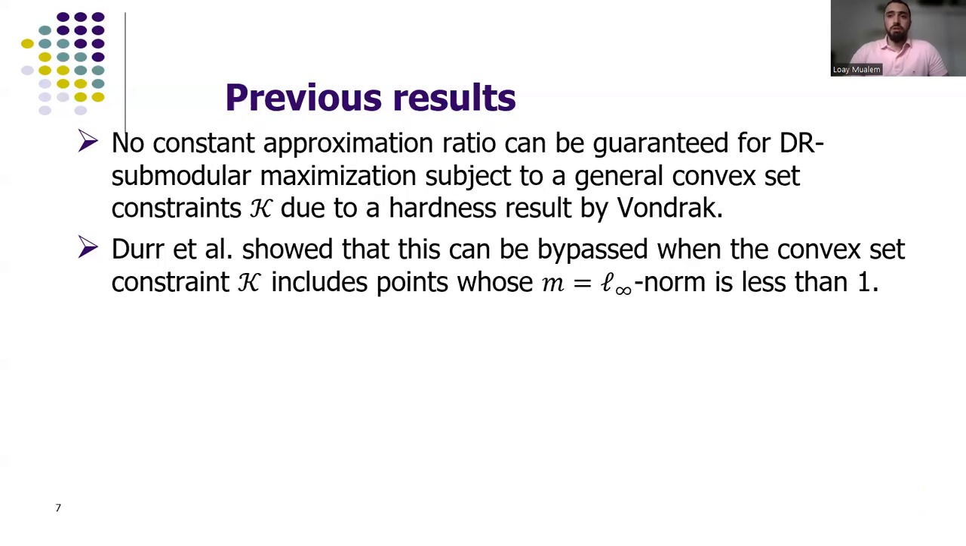Motivated by the previously mentioned situation, a few recent works started to consider DR-submodular maximization subject to a general, not necessarily down-closed, convex set constraint. In general, no constant approximation ratio can be guaranteed for this problem in sub-exponential time due to a hardness result by Vondrák. However, Durr et al. showed that this inapproximability result can be bypassed when the convex set constraint includes points whose L-infinity norm is less than the maximal value of 1.